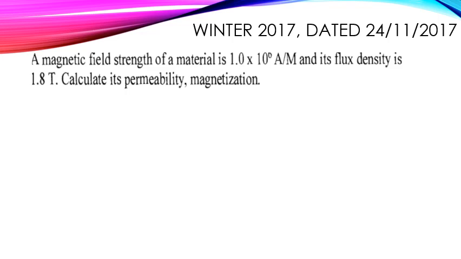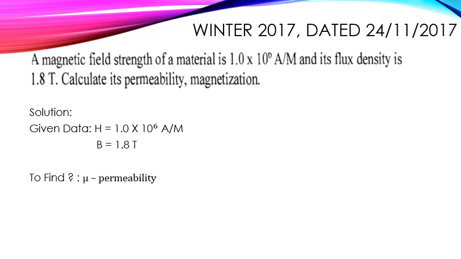Now the best practice is to write the given data first. So here in the question it is given the field strength of a material, that is H is equal to 1 into 10 raised to 6 ampere per meter. Then flux density B is equal to 1.8 Tesla. After the given data, write down what to find. So here as per the question we have to calculate the permeability mu and magnetization M.